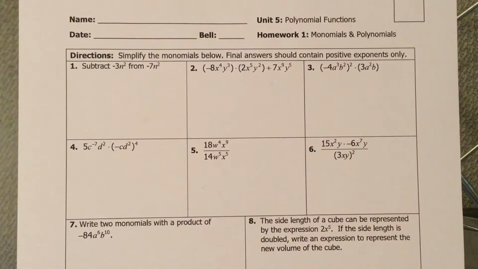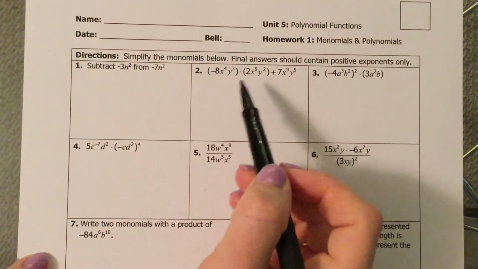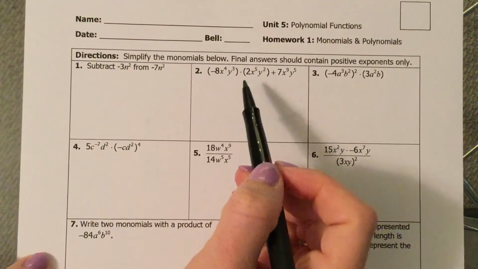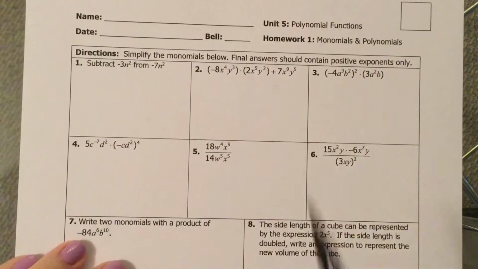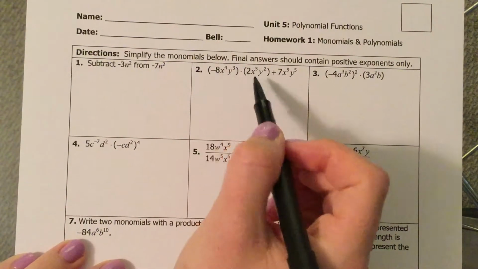Homework number 1 is on monomials and polynomials. So I'm going to start with number 2 as an example of how to simplify some monomials. So this one, if you follow order of operations, the multiplication part is going to come first. So these two things we're going to multiply out.